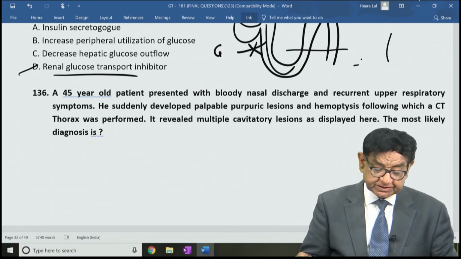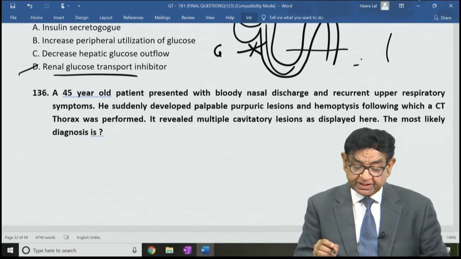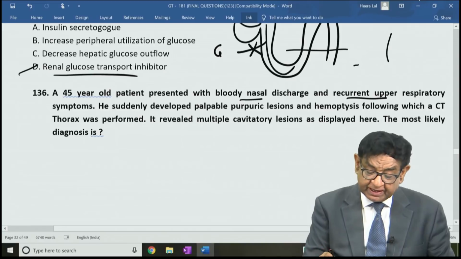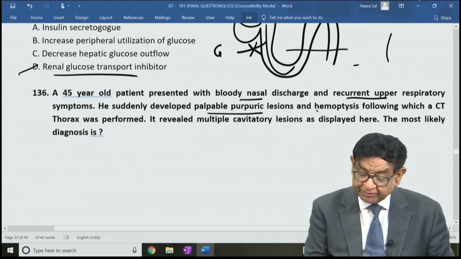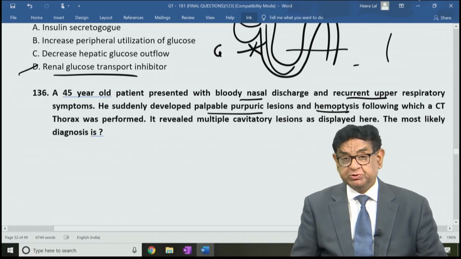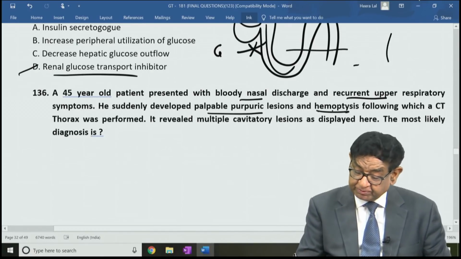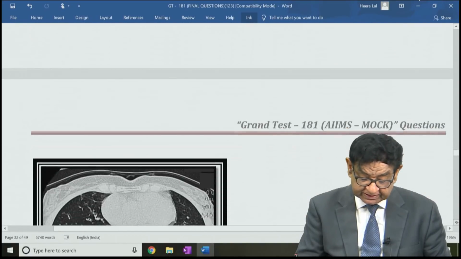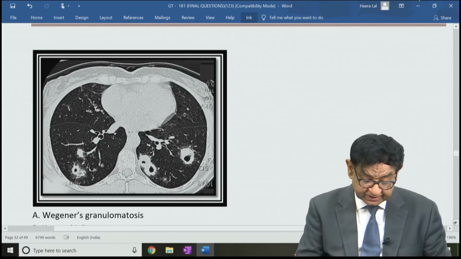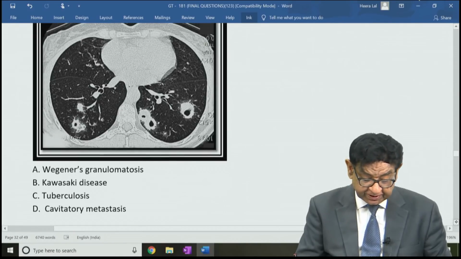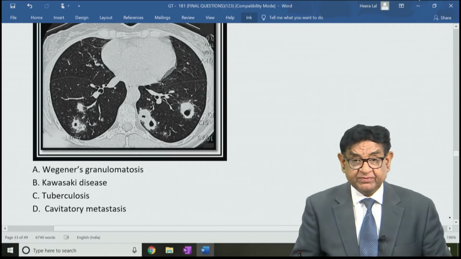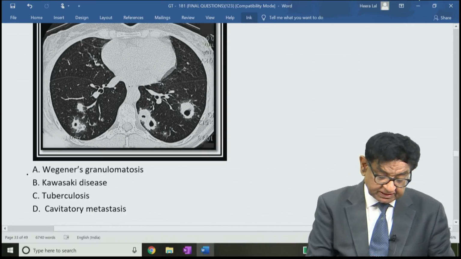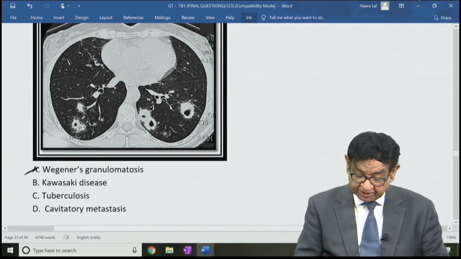Question 136. We are getting a 45-year-old patient with bloody nasal discharge and recurrent upper respiratory tract infection, and he developed palpable purpura with hemoptysis, and CT scan shows multiple cavities. What is the most likely diagnosis in this case? If you look at the CT scan, we are getting multiple cavities, and we have a patient who has upper respiratory tract involvement and lower respiratory tract involvement in the form of hemoptysis. The best answer in this case should be Wegener's granulomatosis.